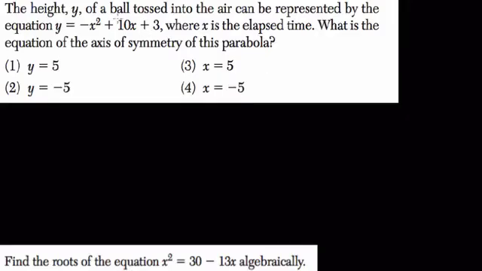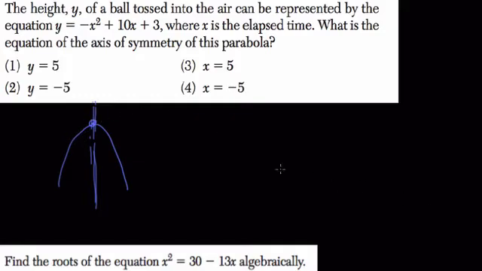The height y of a ball tossed in the air can be represented by this formula, where x is the time. What is the equation for the axis of symmetry? The axis of symmetry is the line that folds your parabola in half. So if a parabola is like this, the axis of symmetry will go here through the vertex.